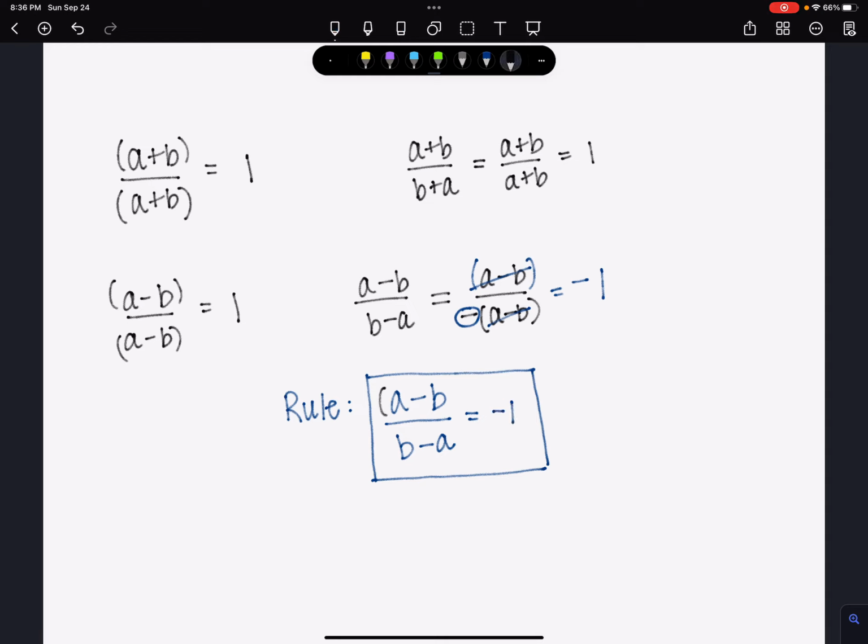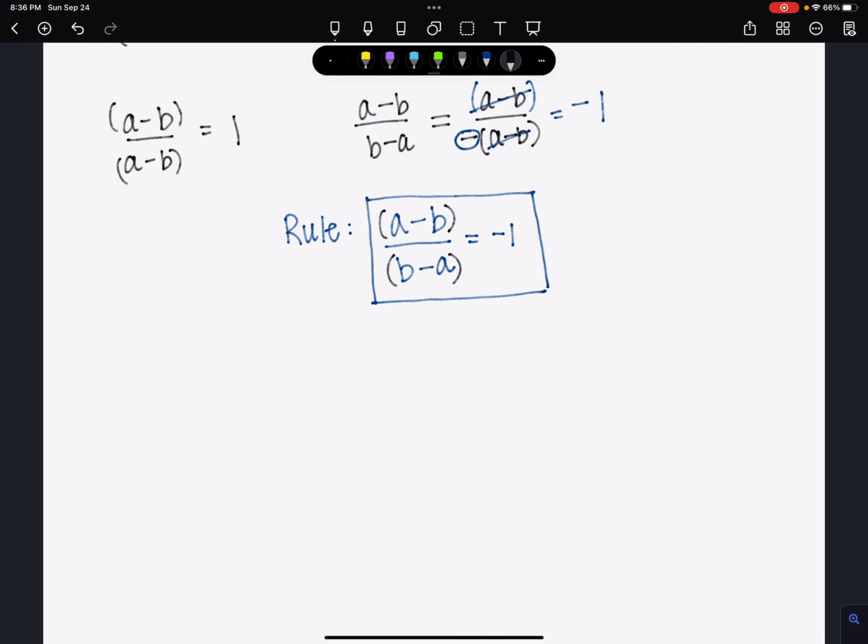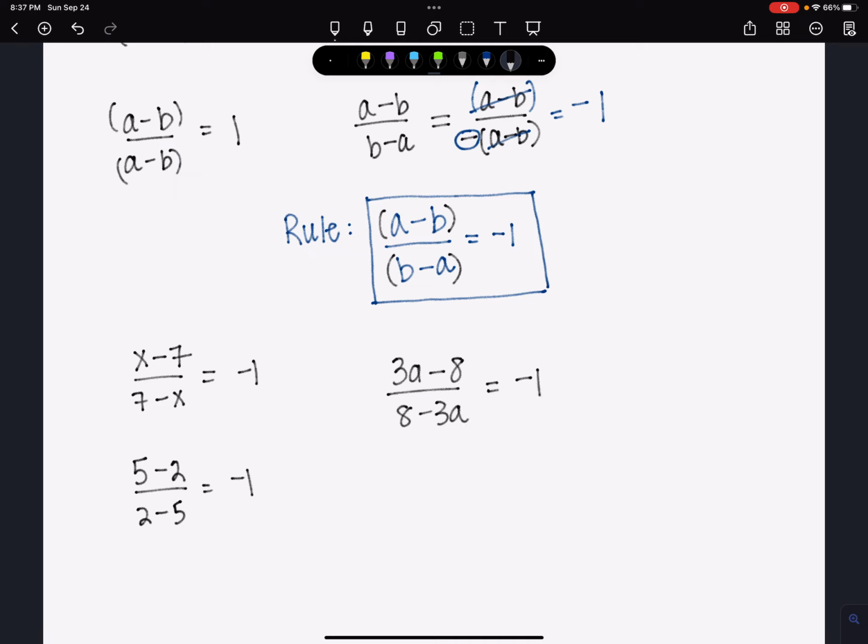So when I see a minus b over b minus a, that equals negative 1. So if I see x minus 7 over 7 minus x, that's equal to negative 1. If I see 5 minus 2 over 2 minus 5, that's equal to negative 1. If I see 3a minus 8 over 8 minus 3a, that's equal to negative 1.